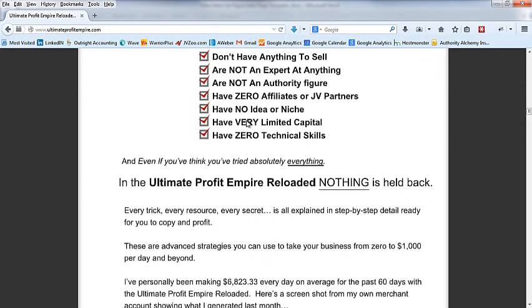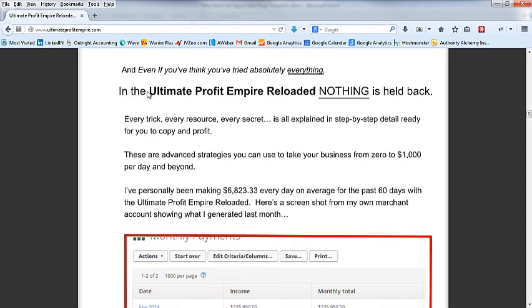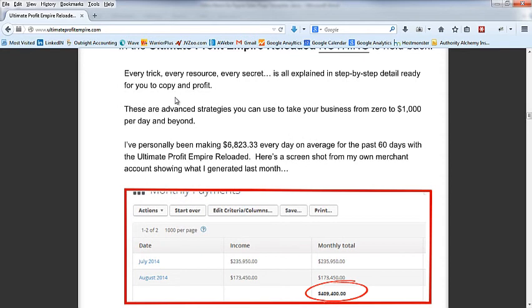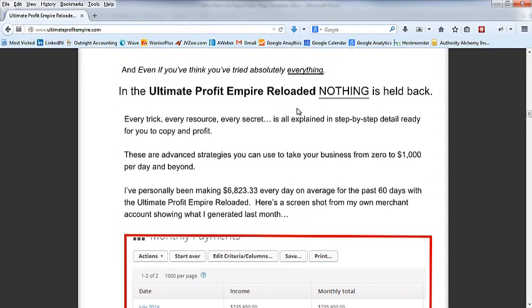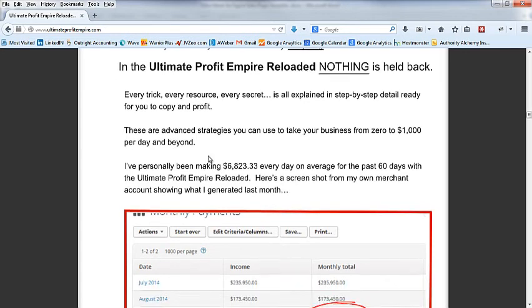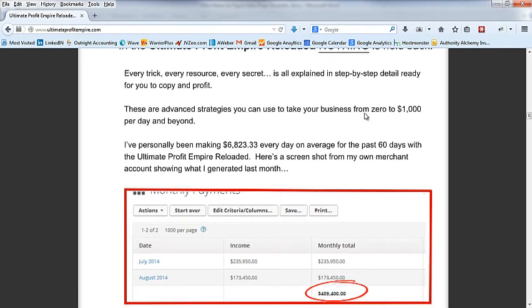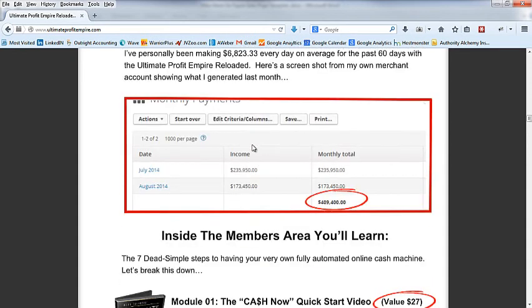So again, we're just covering that. In the Ultimate Profit Empire, nothing is held back. Every trick, again, this is an objection here because people think when you're selling stuff for cheap that you're holding stuff back. So again, we want to address that. Nothing is held back. Every trick, every resource, every secret is all explained in step-by-step detail, ready for you to copy and profit. These advanced strategies you can use in your business take you from $0 to $1,000 per day and beyond. And anytime you're making a lot of claims, back it up with proof.